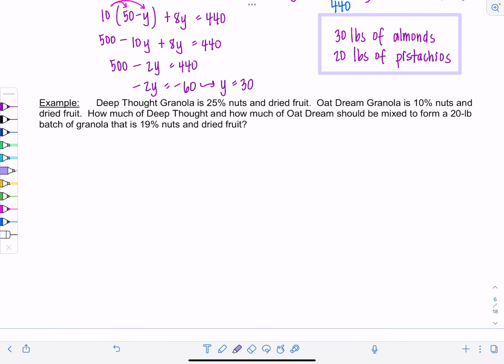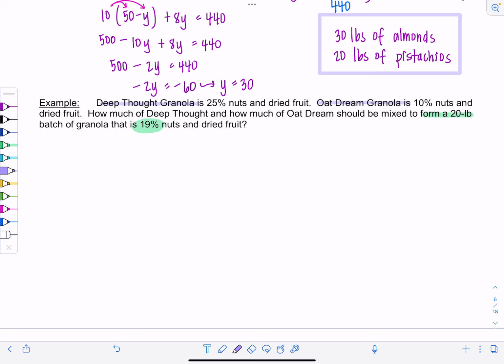Deep Thought granola is 25% nuts and dried fruit. Oat Dream granola is 10% nuts and dried fruit. How much of Deep Thought and how much of Oat Dream should be mixed to form a 20-pound batch of granola that is 19% nuts and dried fruit? So this is essentially the same problem, you guys. We've got two kinds of granola and we're mixing them together to form a 20-pound batch that has this concentration of nuts and dried fruit.